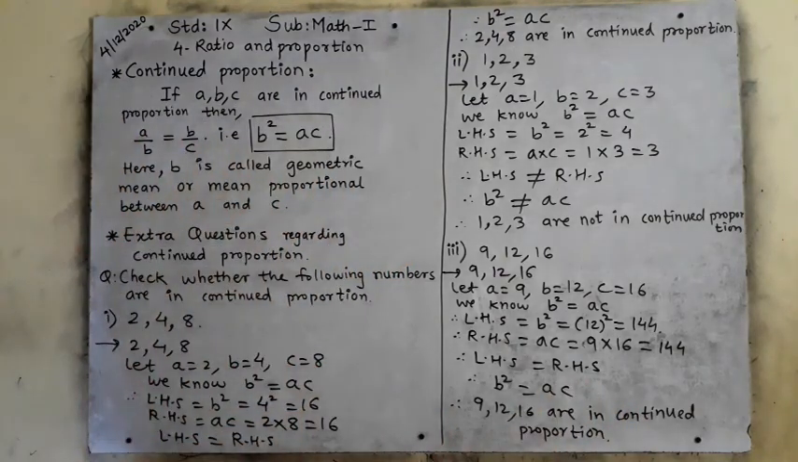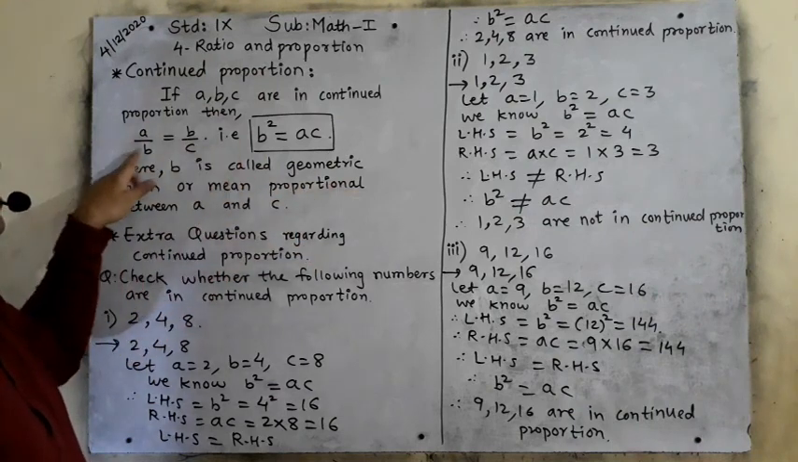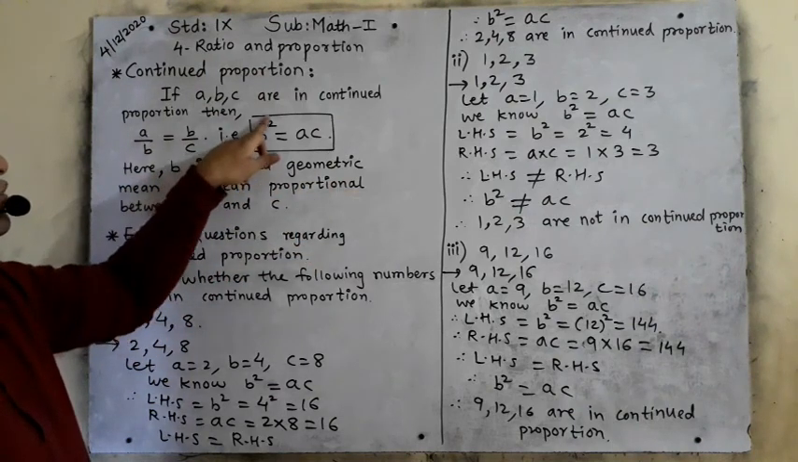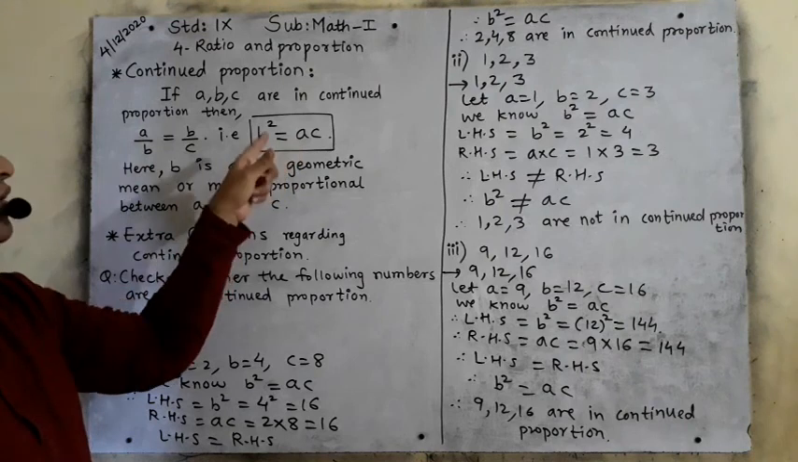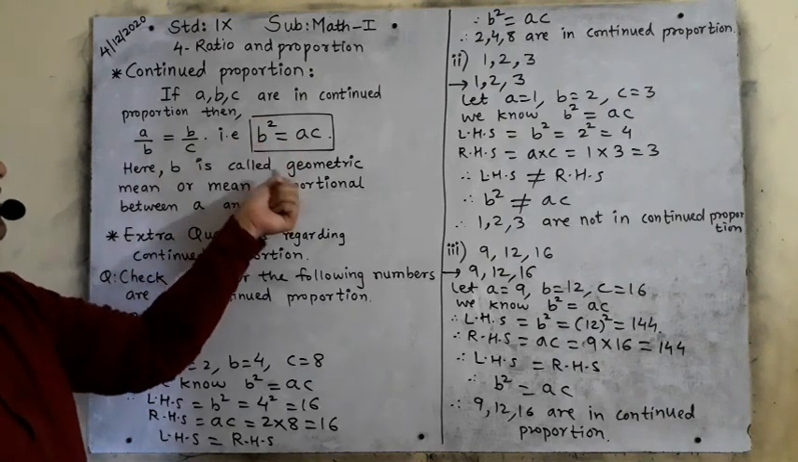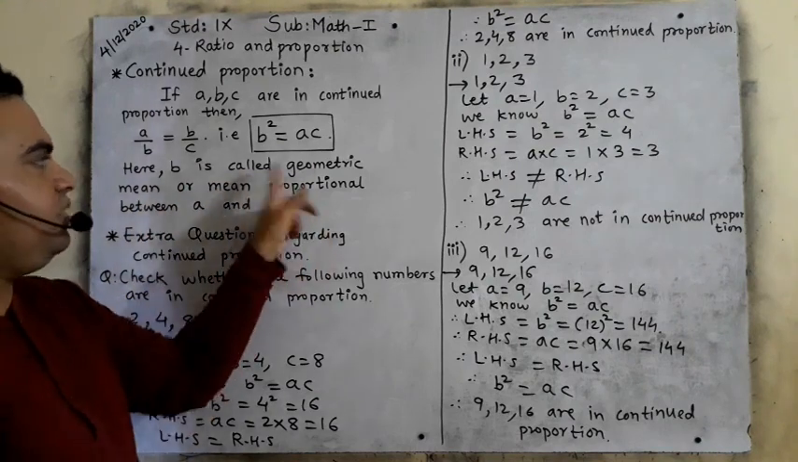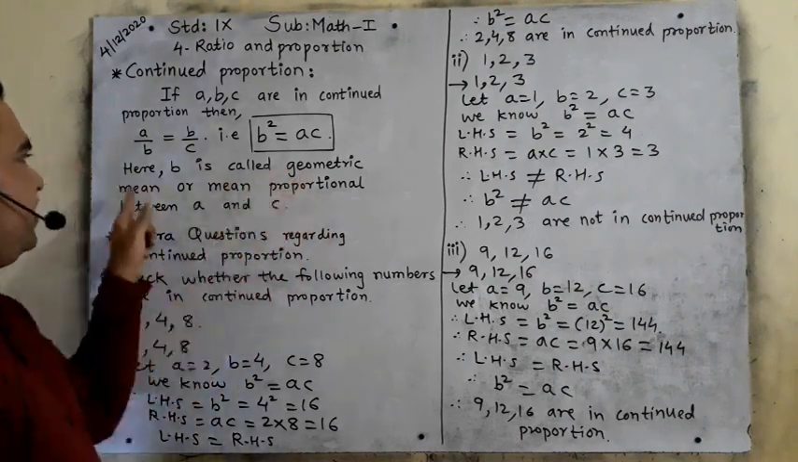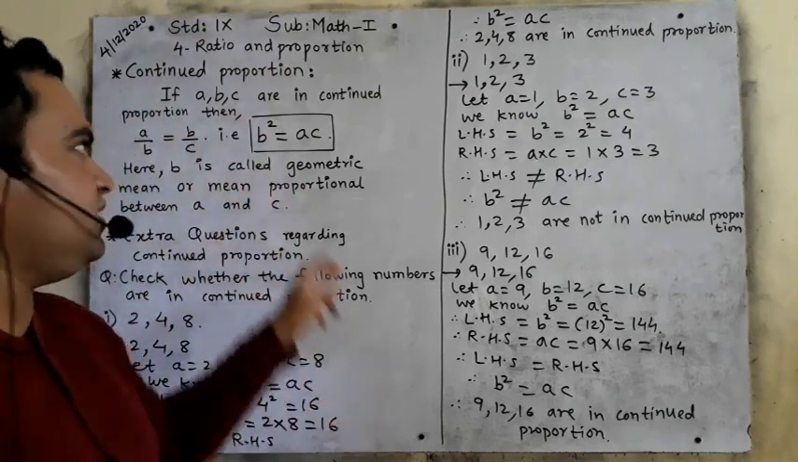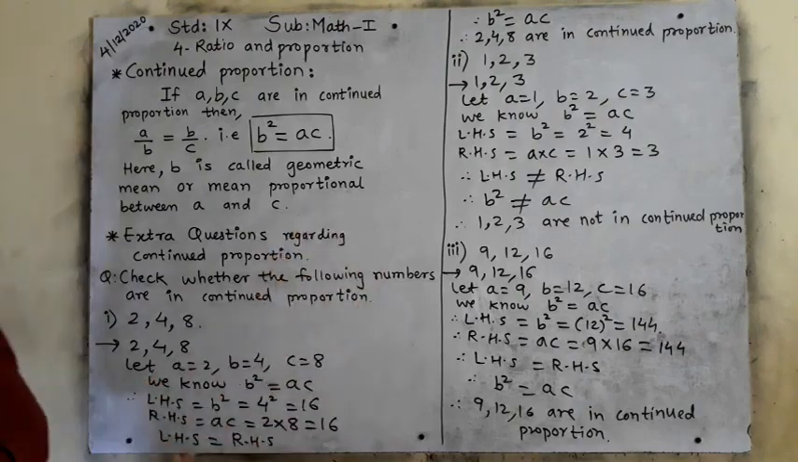I hope you understood this. What is continued proportion? Continued proportion means A upon B is equal to B upon C, that is B square is equal to AC. This is most important. B square is equal to AC. The other name of continued proportion is geometric mean or mean proportional between A and C. Geometric mean. Remember this word. Geometric mean means continued proportion, that is B square is equal to AC. And I hope you understood these questions as well.